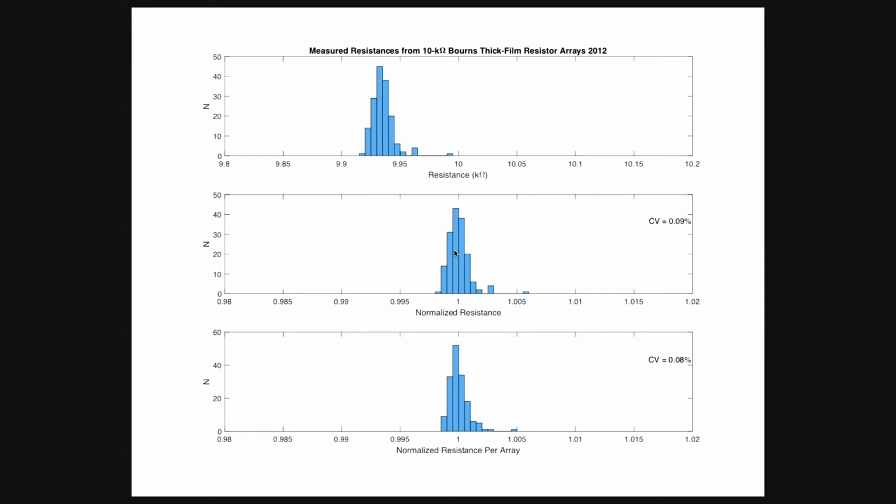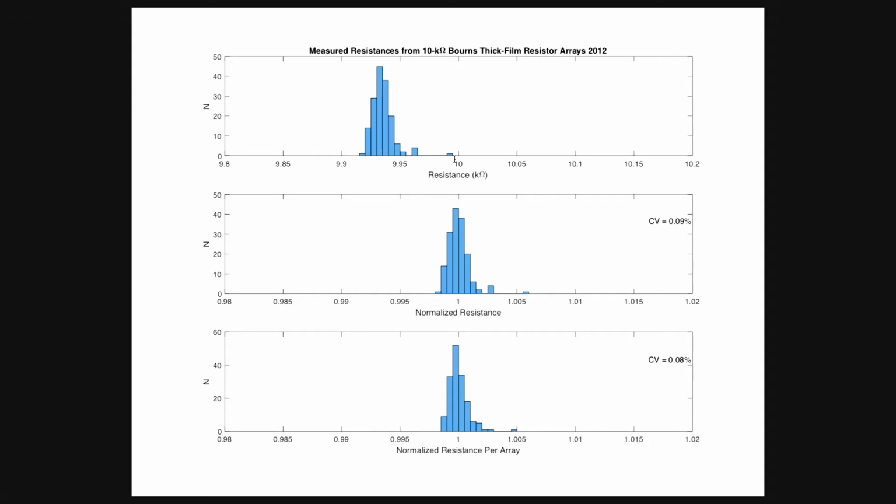And so what I've got here is a plot that I made from the data that was sent to me back in 2012. And I forget exactly how many samples there are, but there's roughly, let's say, between 20 and 30 resistor arrays that are tested, and each one has 8 resistors on it. And so this represents something like, on the order of, let's say, 100 samples.